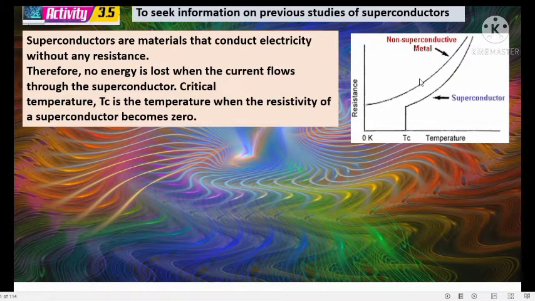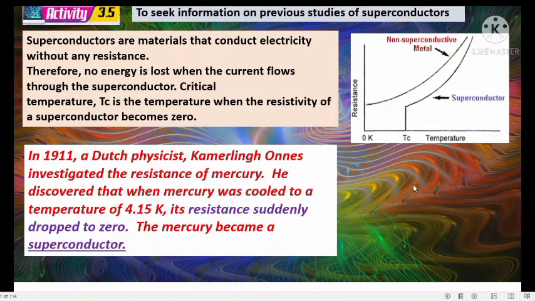If you look at the two materials here, for the non-superconductor, you can see the resistance never becomes zero. There's always resistance. For the superconductor, you can see resistance also increases with temperature, but at a certain temperature that we call the critical temperature, suddenly resistance drops to zero. So what happens then? The current is now flowing at maximum without loss of energy. So it becomes a perfect conductor, or we call it a superconductor.